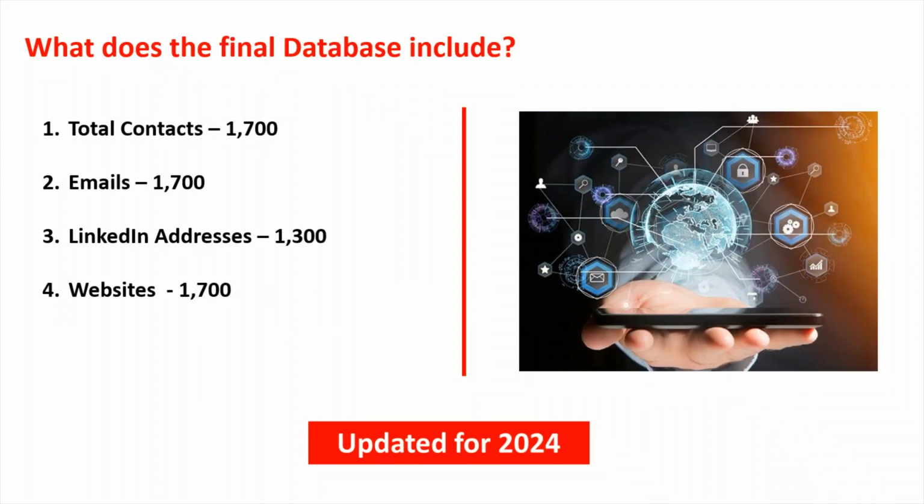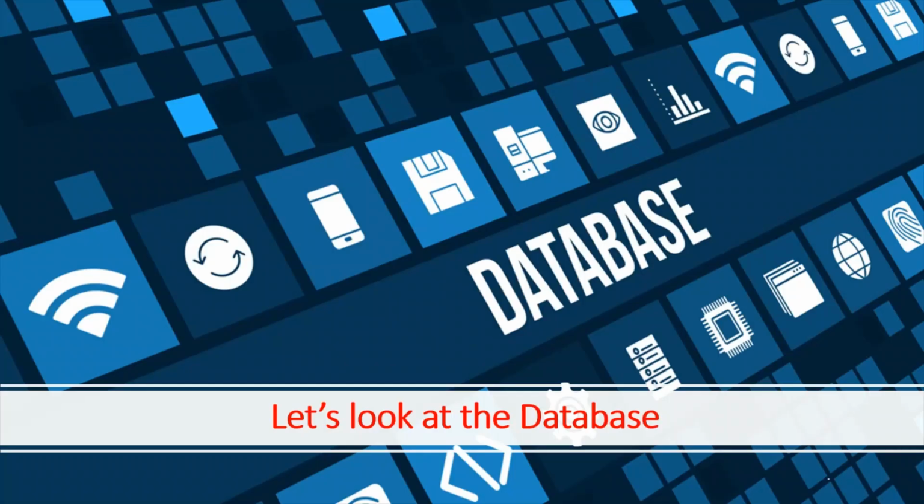So what does the final database include? I was able to find 1,700 contacts in my database. This included 1,700 emails, LinkedIn addresses 1,300, and websites 1,700. And this is updated for 2024. I actually verified and cleaned all the emails just a couple days ago. So let's take a look at the database I have for him.